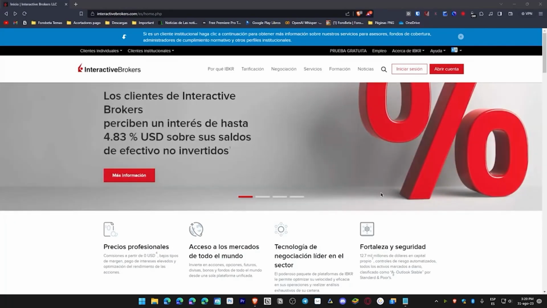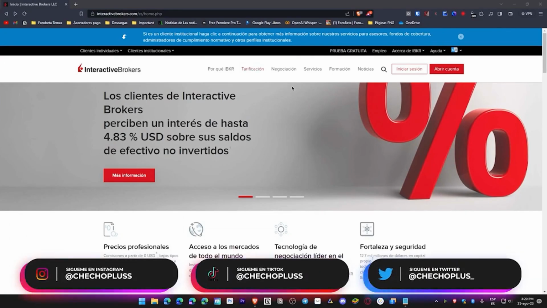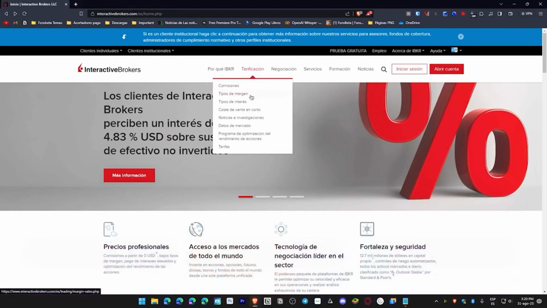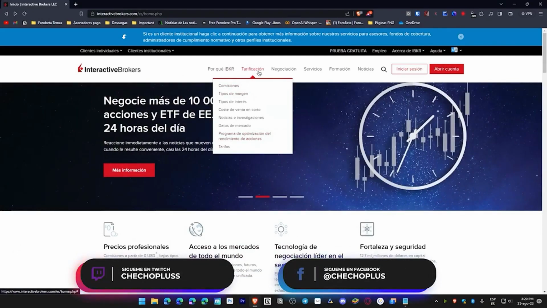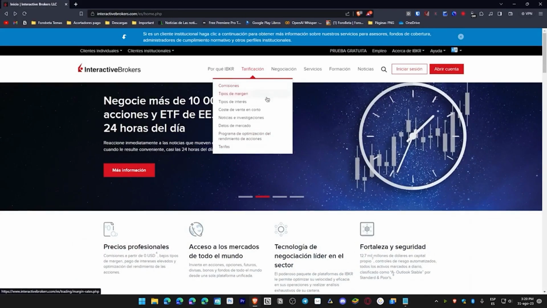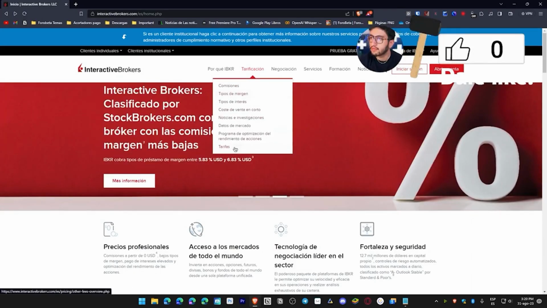Today we're going to talk about the main commissions of Interactive Brokers. And here I'm referring to the main commissions. We're going to go to the Interactive Brokers website, and here there's a section called pricing, which we'll talk more about later on. Here we can see the commissions directly, as well as margin types, interest rates, short selling costs, and several other things, including the fees.